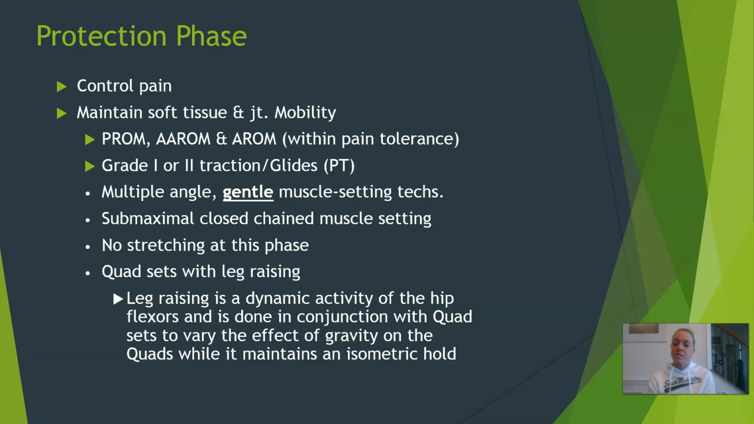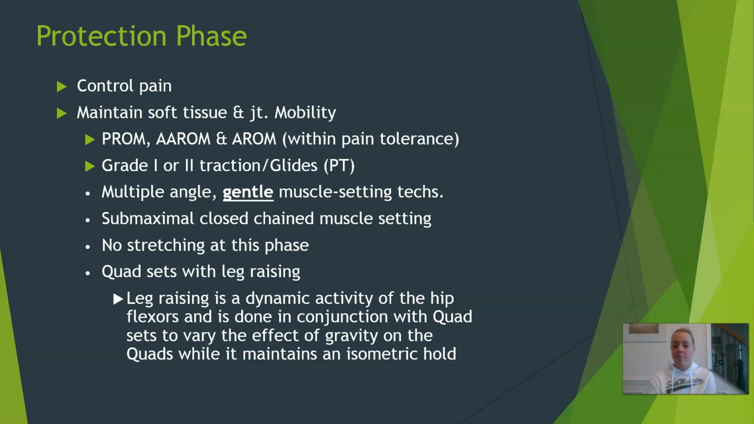Multiple angle muscle setting or isometric exercises. So we can do quad sets, hamstring sets, possibly even some glute sets here. Submax closed chain muscle setting, so trying to do some in a closed chain position as well. We typically try to avoid stretching at this time because of the distensibility of the joint capsule with RA and the changes in the joint structure and function. We want to try to limit that to some degree, because we can overstretch at this phase. So we can do quad sets again with leg raising.